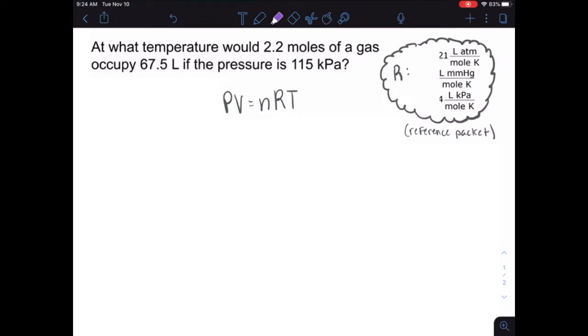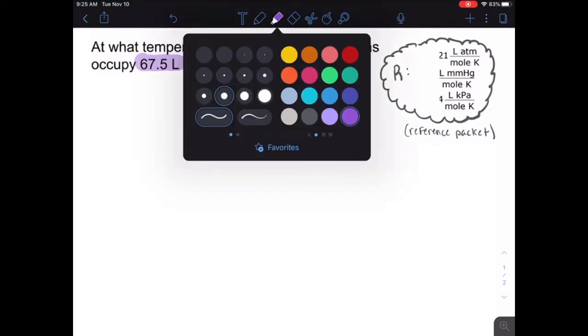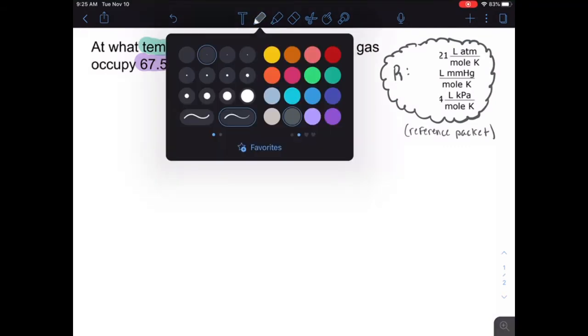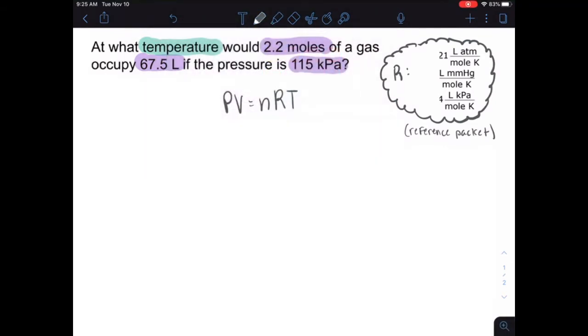At what temperature would 2.2 moles of a gas occupy 67.5 liters if the pressure is 115 kilopascals? And we're solving for temperature. So here's our ideal gas law, PV equals nRT. So let's go ahead and write out all of those variables and figure out what all of our values are.